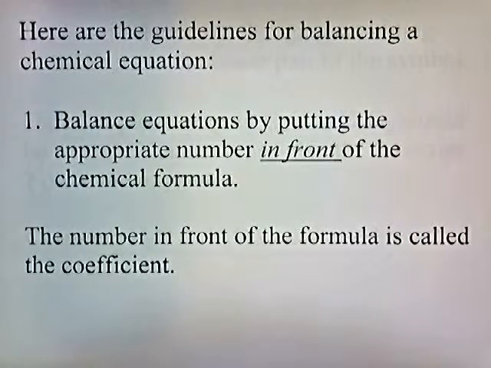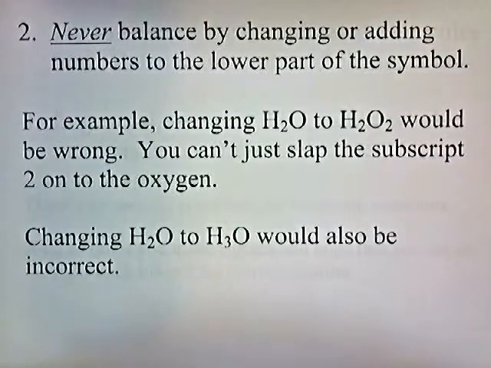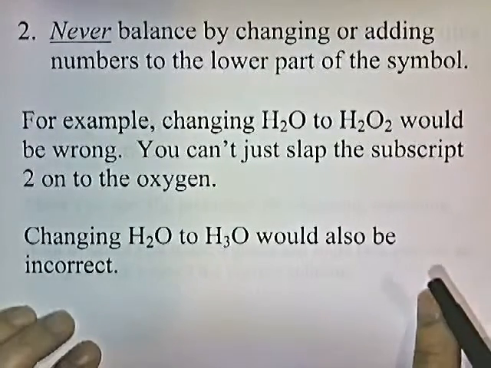So here are the guidelines for balancing a chemical equation. Balance equations by putting the appropriate number in front of the chemical formula. The number in front of the formula is called the coefficient. Never balance by changing or adding numbers to the lower part of the symbol. For example, changing H2O to H2O2 would be wrong. You just can't slap the subscript 2 onto the oxygen. Changing H2O to H3O would also be incorrect.